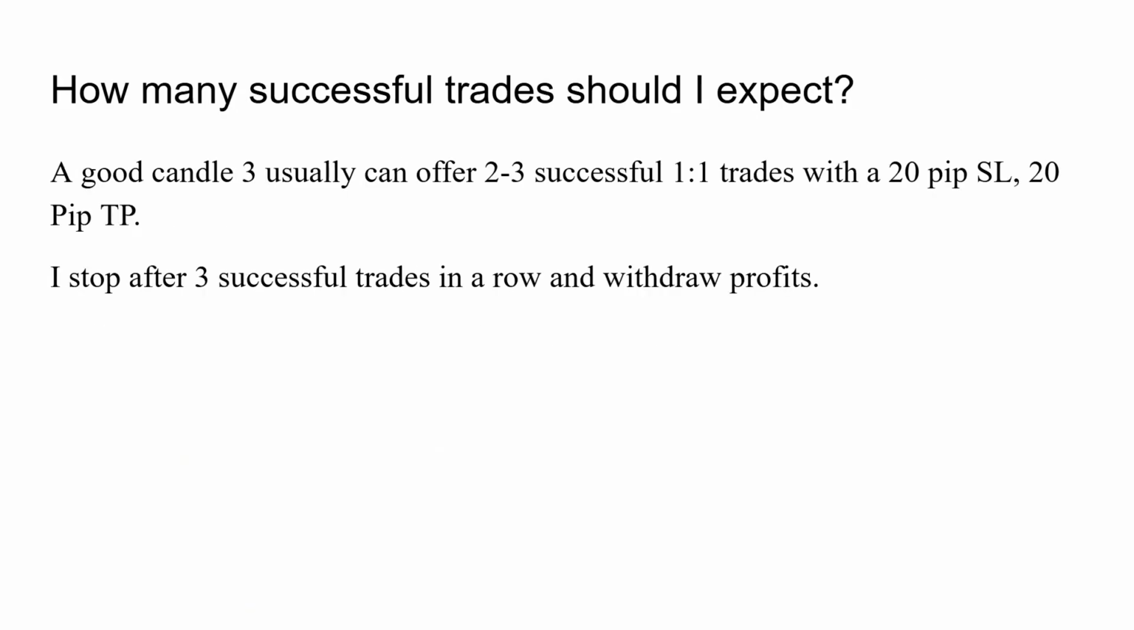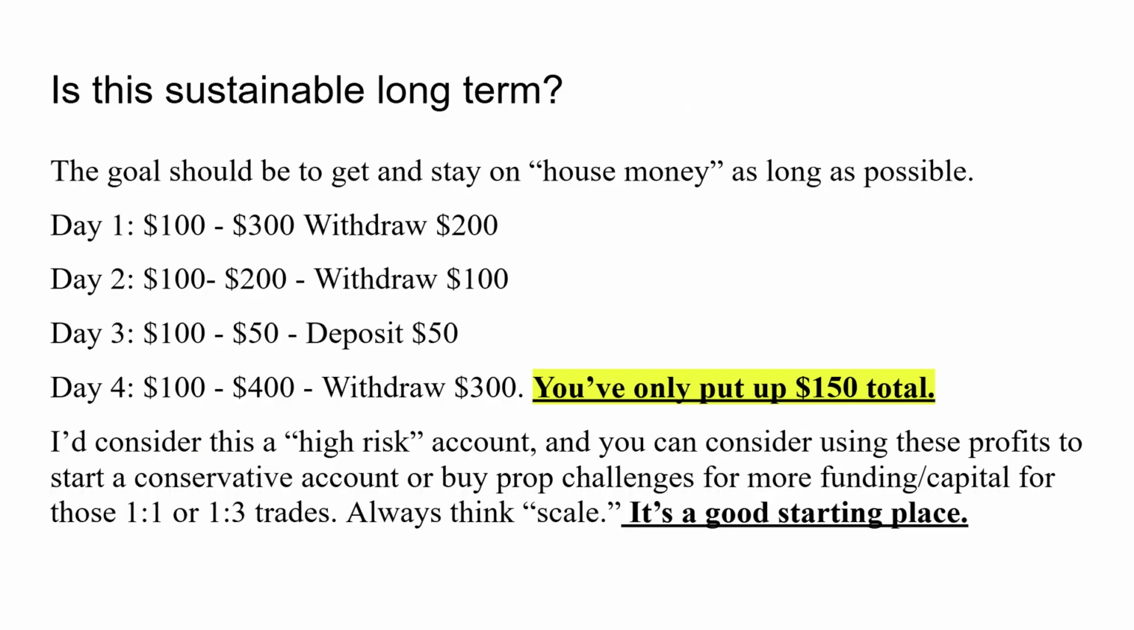Now, how many successful trades should I expect? If you're trading a good candle 3, a solid candle 3, usually you should be able to find at least 2 to 3 successful 1-to-1 trades with a 20 pip stop loss, 20 pip take profit. If you can get 3 successful trades in a row and withdraw your profits, you're golden. I stop at 3. Is this sustainable long term? Now, the goal with using this should be to get on and stay on house money as long as possible.